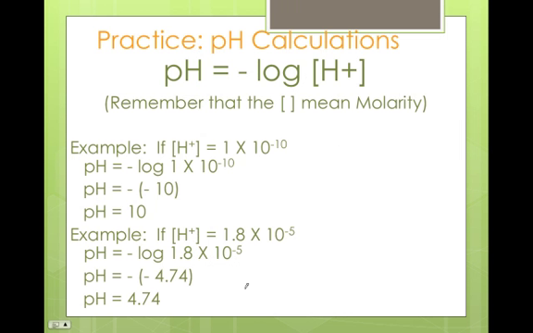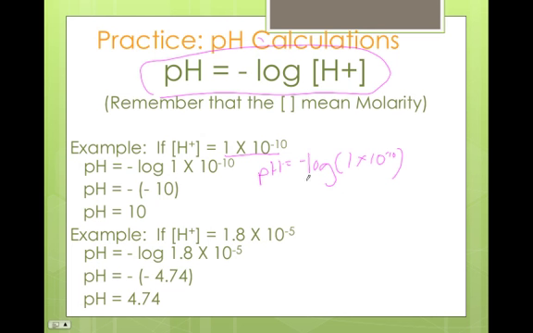All right, so let's do a little bit of practice. If the concentration of H plus equals 1 times 10 to the negative 10th, what we're going to do is plug that into our equation. Remember that pH equals, whoops, it's right up here, negative log of H plus. All right, so pH is going to equal negative log of, if this is our H plus, we just plug that in. So pH equals negative log of 1 times 10 to the negative 10th.